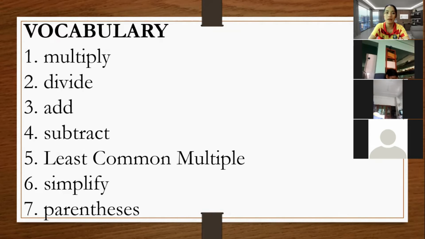I'll repeat again. 1, multiply. 2, divide. 3, add. 4, subtract. 5, least common multiple. 6, simplify. 7, parenthesis. Let's start with Jenny.